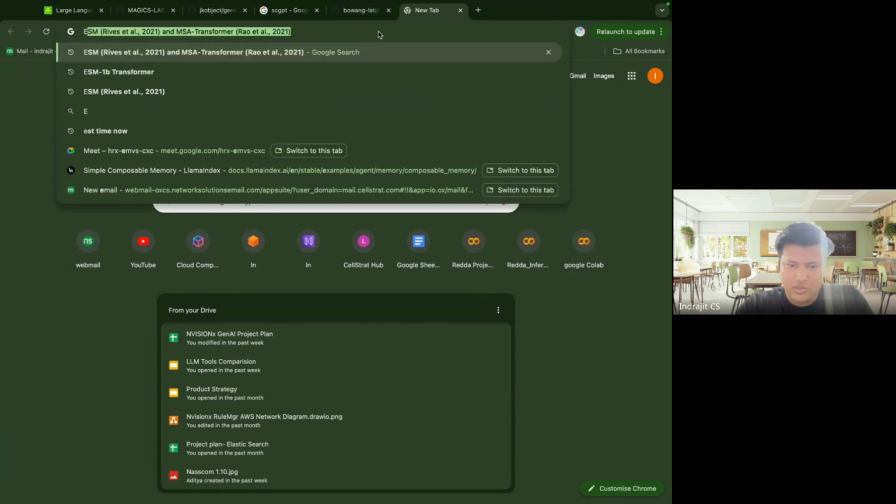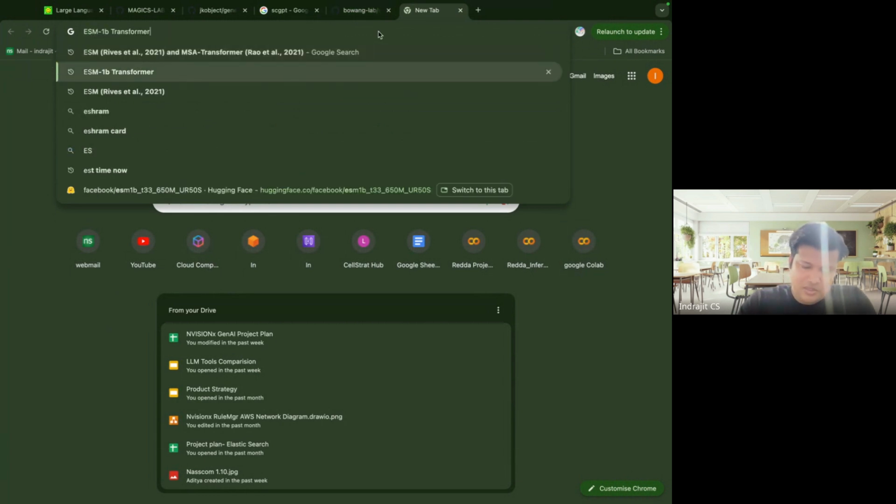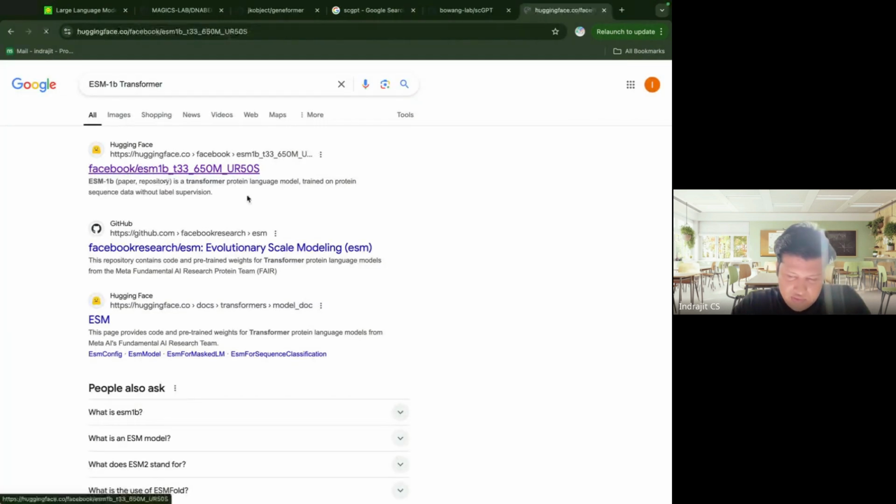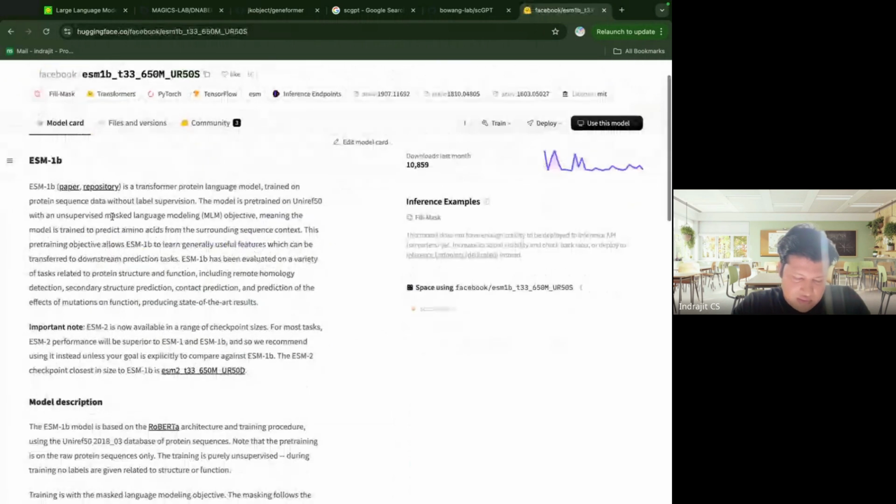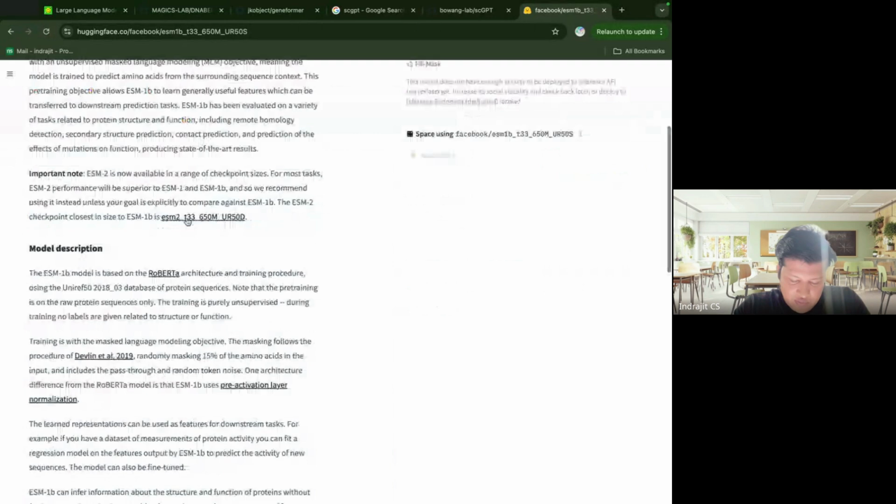Sometimes it doesn't allow me to search here. So, ESM1B transformer. This is available in Hugging Face. This is a transformer protein language model trained on protein sequence data without label supervision. That means in an unsupervised way. The model is pre-trained on UniRef 50 with an unsupervised masked language model.